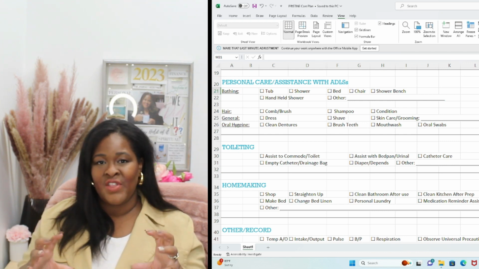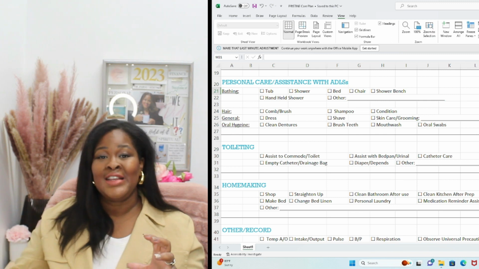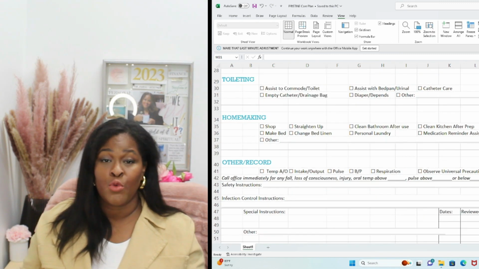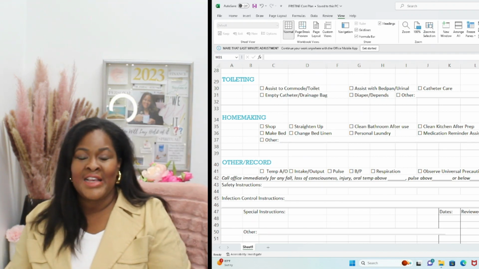But this is the meat of the activity. What all was done, what ADLs were done for that client for that day, and at what time were those activities done. The next section is toileting.